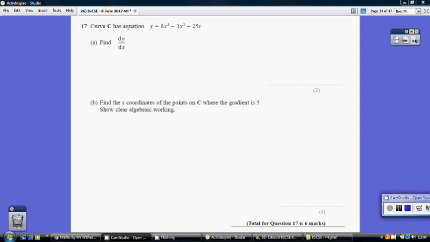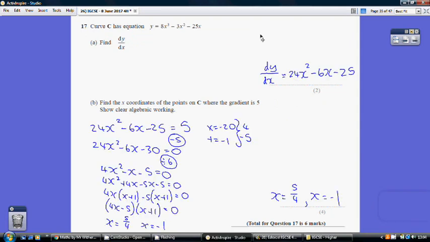Question 17. So to differentiate, remember what we do. You first of all multiply by the current power, and then secondly you reduce the power by 1. So 3 times 8 is 24, and then reduce the power by 1 from 3 to 2. So 24x squared. On this second term, multiply by 2, so minus 3 times 2 is minus 6. Reduce the power by 1, so 2 becomes a 1. x to the 1 is x.